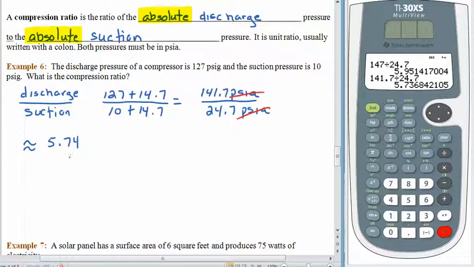Remember, this is a ratio. We have to compare two things, so we need two numbers. This is 5.74 compared to 1. So the compression ratio is 5.74 colon 1.